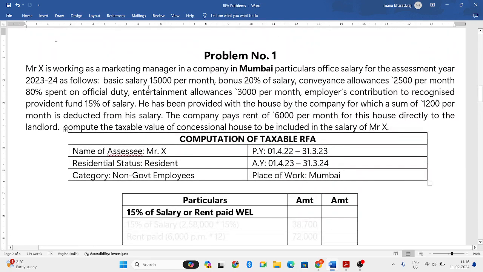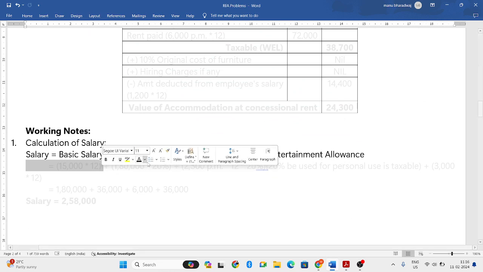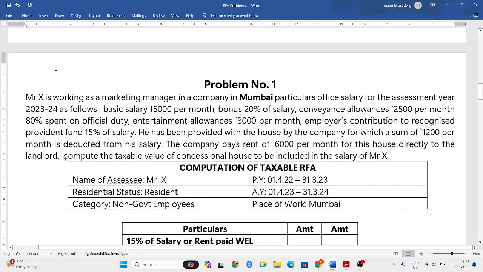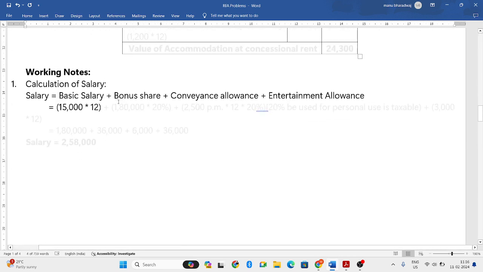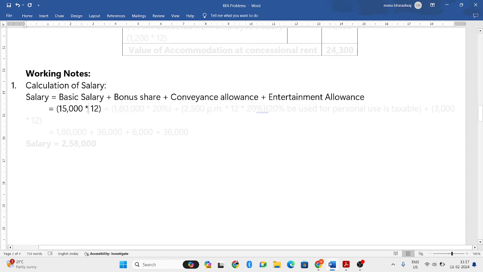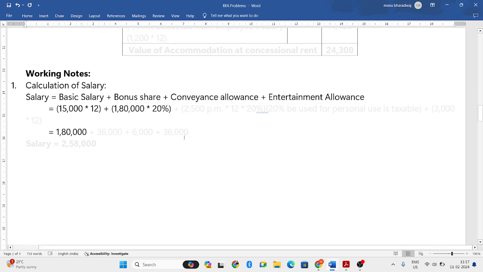So basic salary they have given 15,000 per month. So I will do 15,000 into 12 months. Plus bonus they have told. Bonus is 20% of the salary. So 15,000 into 12 is 1,80,000. On that 1,80,000 you have to charge 20% bonus.